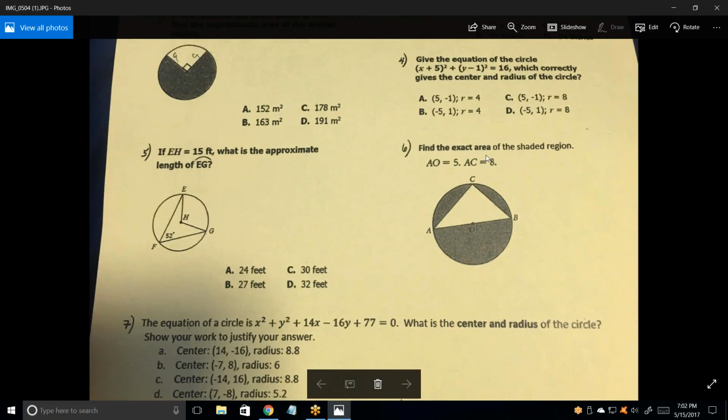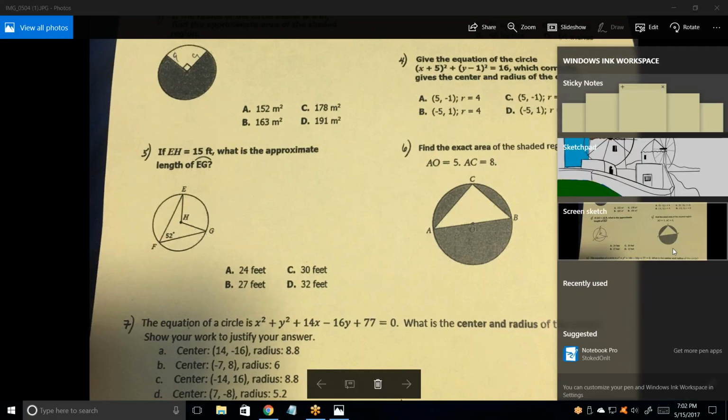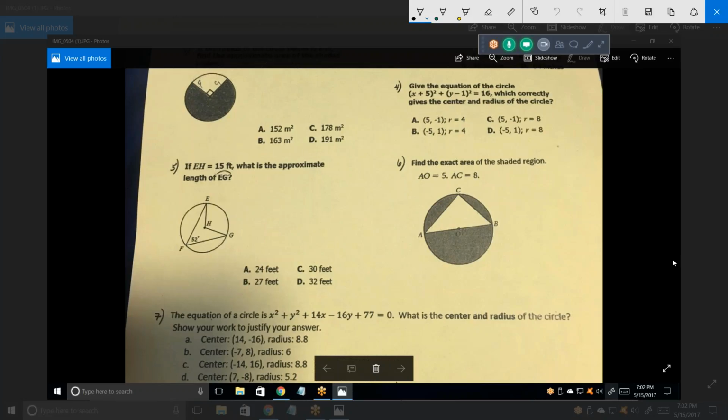These are pretty easy. Because all you have to know is the general equation of a circle. What is the general equation of a circle? I don't remember. It's x minus h squared plus y minus k squared equals r squared, where h and k are the center and r is the radius. Very straightforward.